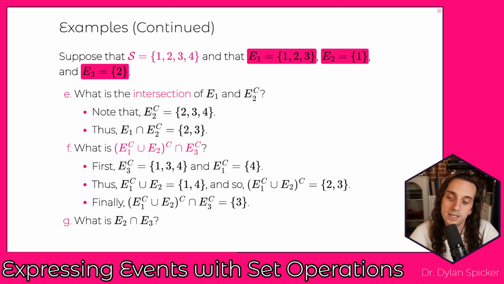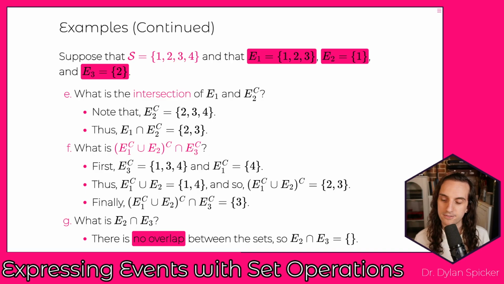The final example here, what is the intersection between E2 and E3? So E2 is just the set 1, E3 is the set 2. What is common between those? There's nothing that's shared between those two sets. There's not a 1 in E3 and there's not a 2 in E2. And as a result, there is no overlap. And so we have what we're going to refer to here as the empty set. We can write this down as just a set that has absolutely nothing in it. We have our empty set over here, okay? And using that empty set is indicating that there actually are no shared elements between E2 and E3.